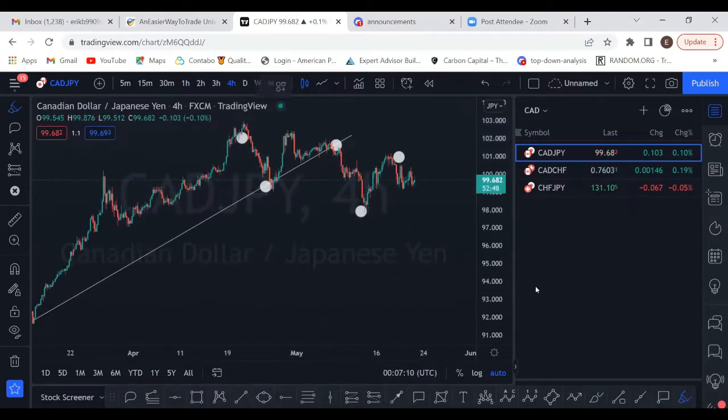But it didn't break this. I just noticed it didn't create a new low on the 4 hours. So it's probably going to end up going to the upside, the more I look at it now. All right, so no trade.